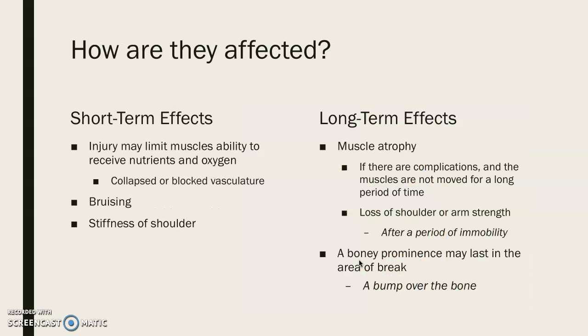So how are they affected? Some short-term effects of a clavicle injury: the injury itself may limit muscles' ability to receive nutrients and oxygen if there is a collapsed or blocked vasculature. There could be some bruising around the injury site or some stiffness of the shoulder. And some long-term effects: there could be muscle atrophy. If there are complications and the muscles are not moved for a long period of time, you could experience some loss of shoulder or arm strength, which would happen after a period of immobility.